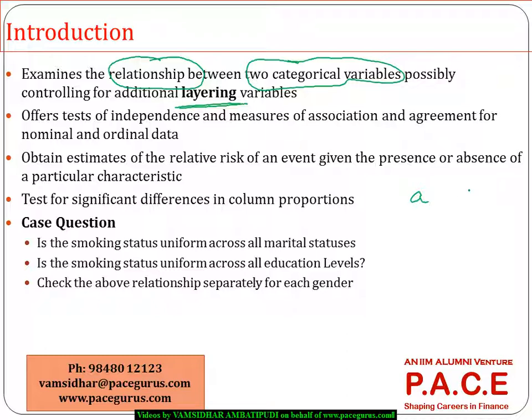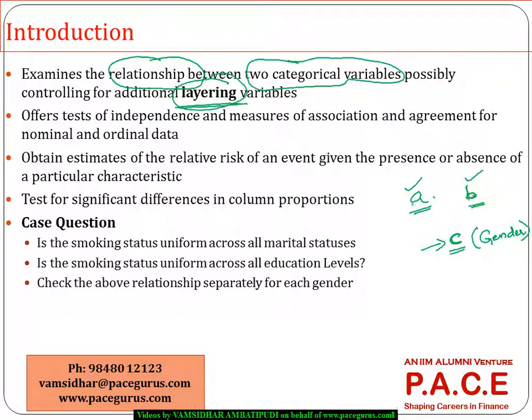I want to find the relationship between A and B. A is one categorical variable, B is one categorical variable, but this relationship I want to observe separately for each of the values of C. Let's say C is gender, another categorical variable. I would like to find out the relationship between A and B separately for males and separately for females. That is what we call layering.